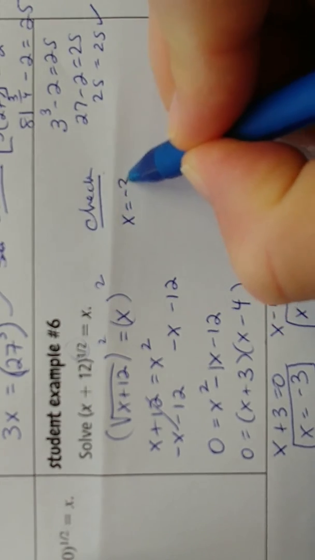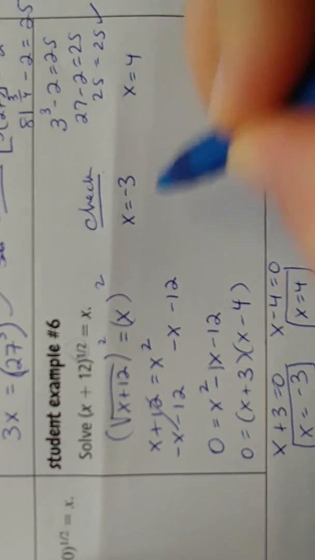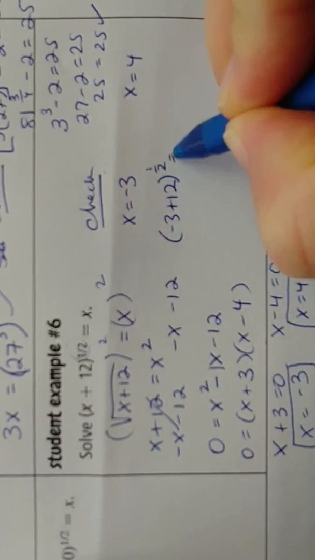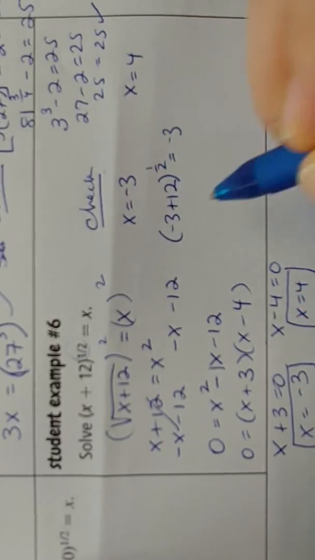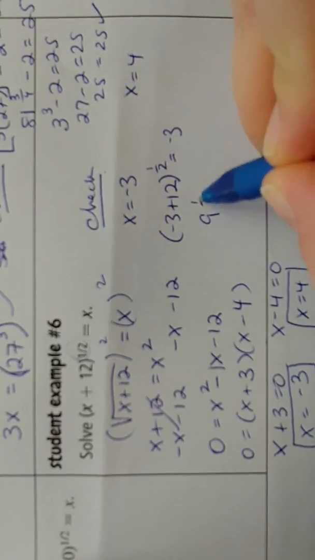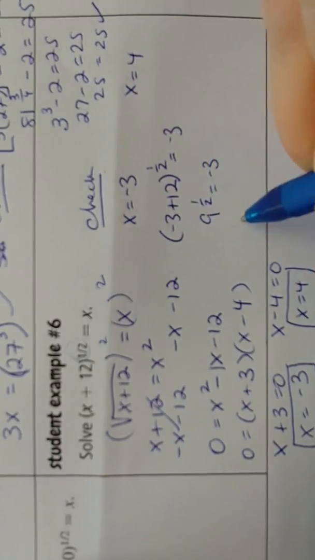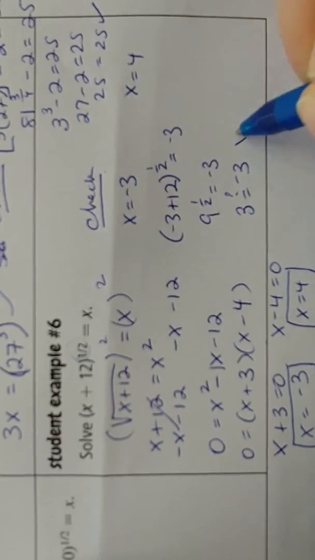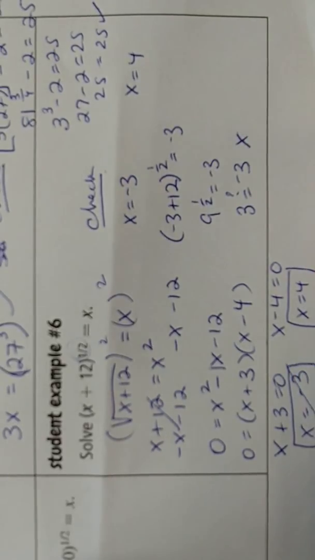So I'm going to check x is negative 3 by saying negative 3 plus 12 to the 1/2 power is negative 3. This is 9 to the 1/2 power, which is the square root of 9, which is 3. 3 does not equal negative 3. So that negative 3 is extraneous.